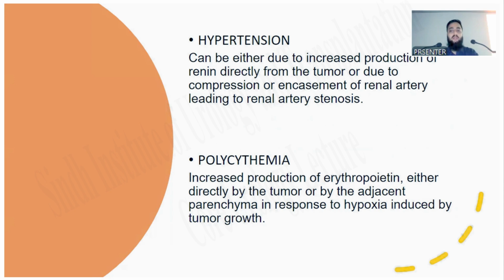Hypertension can be due either to overproduction of renin directly from the tumor or to compression or encasement of the renal artery leading to renal artery stenosis. Polycythemia is due to increased production of erythropoietin, either directly by the tumor or by the adjacent parenchyma in response to hypoxia induced by tumor growth.